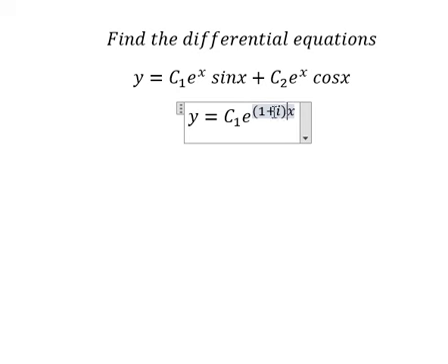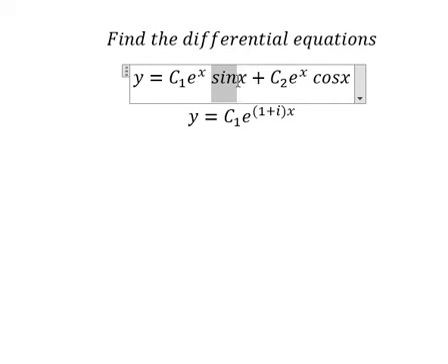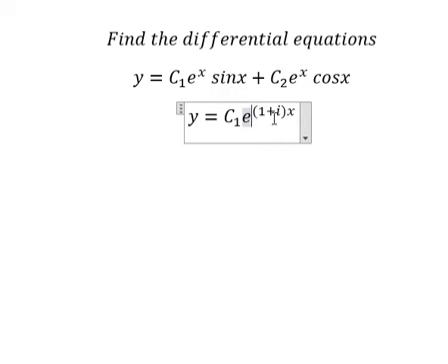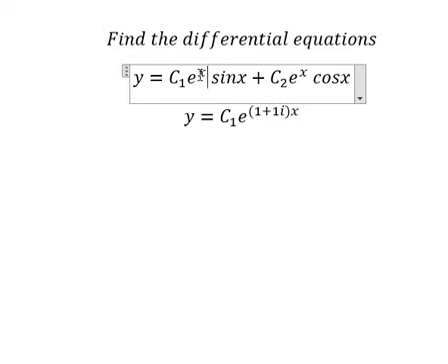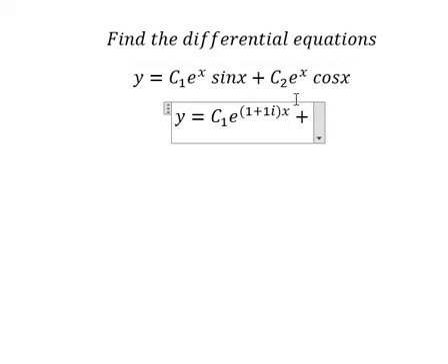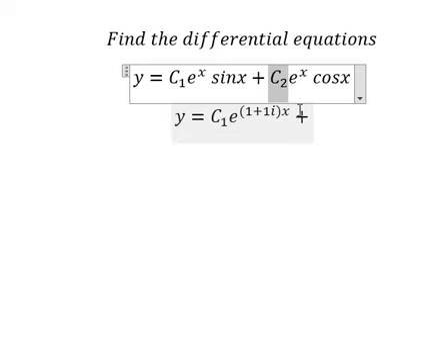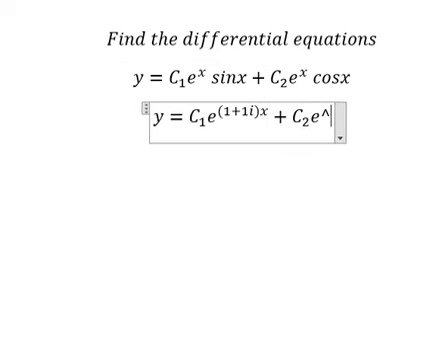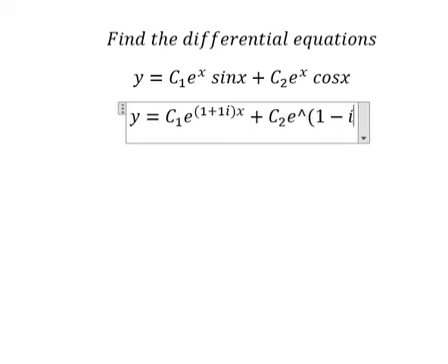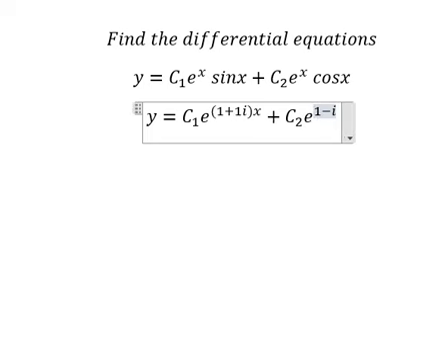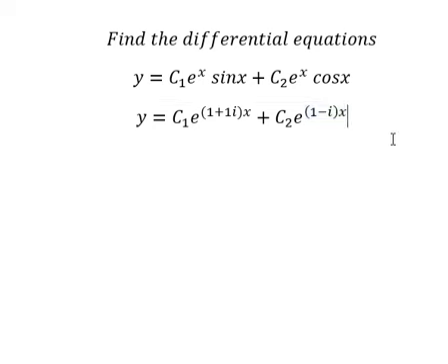Because i represents a complex number, that's why you get the sine and cosine coefficient that is number one. And we know that this one is number one. Similar for the second one, but this one is 1 minus i. After we get this, we have two solutions.